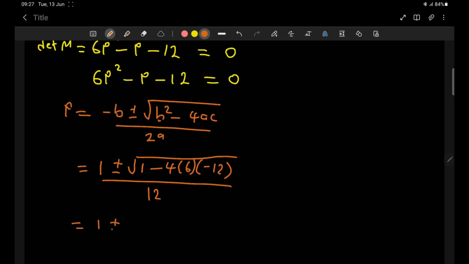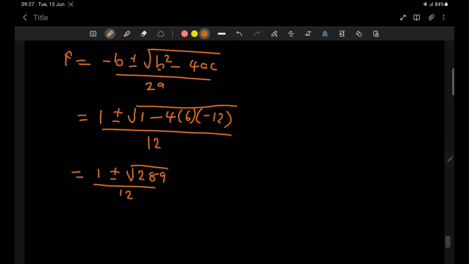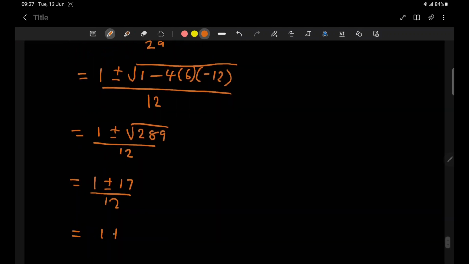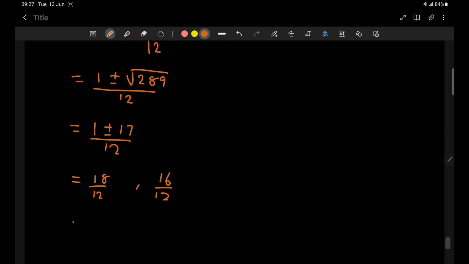Then we can have everything simplified now. So 4 times 6 times 12 will give us 288. Plus 1, 289. So I have square root of 289 over 12. Square root of 289 is 17. Then that means we'll have 1 positive or negative 17 over 12. Then simplifying it, we have 1 plus 17, that is 18 over 12, and we're also having 1 minus 17, which gives 16 over 12 in magnitude. Then we can simplify.